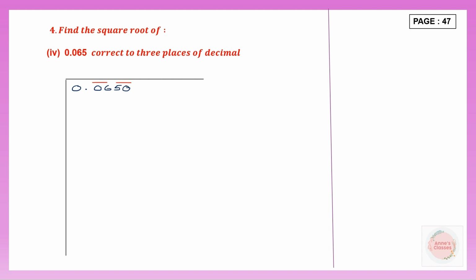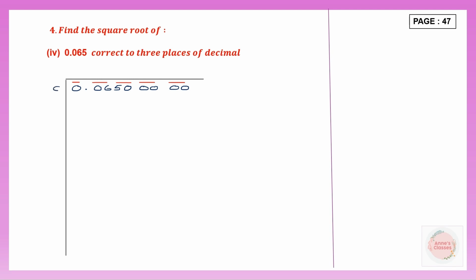So now how many pairs do we have? 1, 2. Now when we have to correct to 3 decimal places, we need to have 4 places. 4 pairs like this. Okay, so let's get the 4 pairs. So 1 pair of zeros and 1 more pair of zeros. So now how many pairs do we have? 1, 2, 3 and 4 pairs of decimal places. Now this side we move to the left. Okay, so now let's begin.